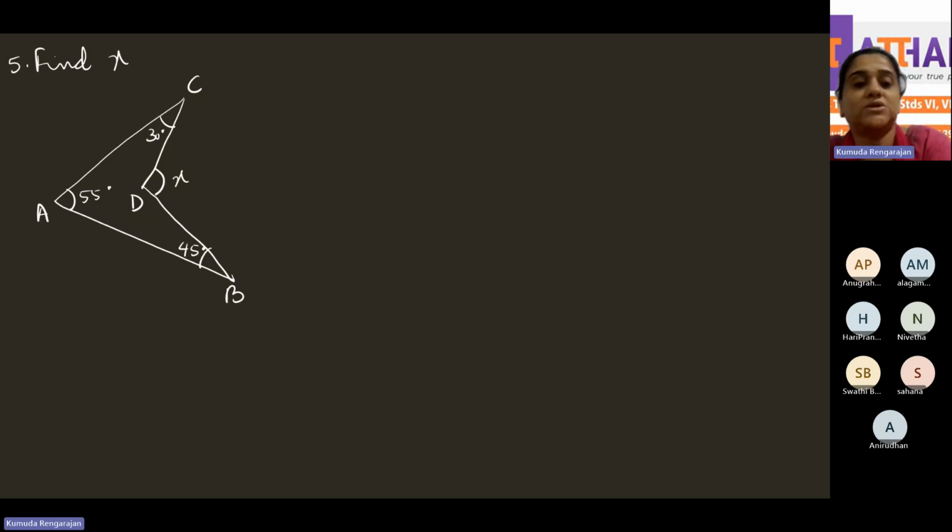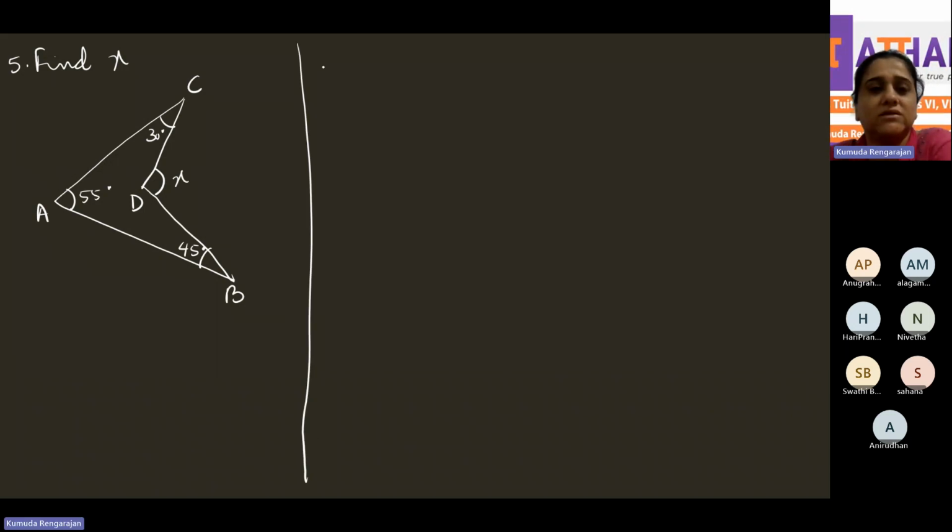So how do you find the measure of this angle X? As usual, angle sum property. We have different ways of doing it. We'll see the others in the next class. I'll just do one of them now. Let me mark this angle as A. Actually, you should draw the solution figure and there you should mark it as A.